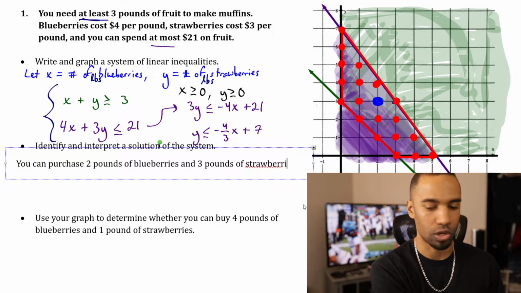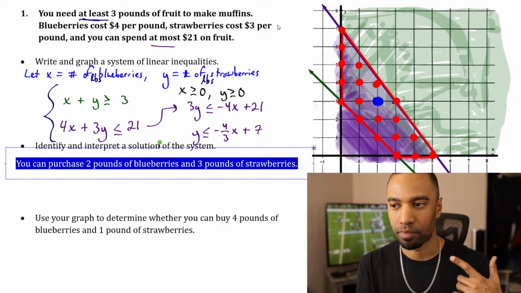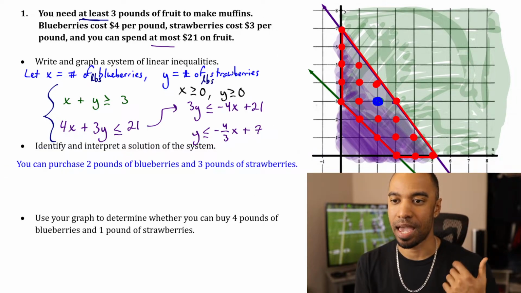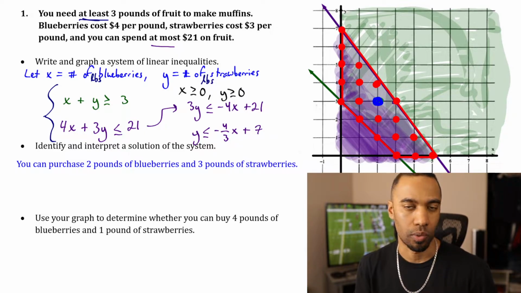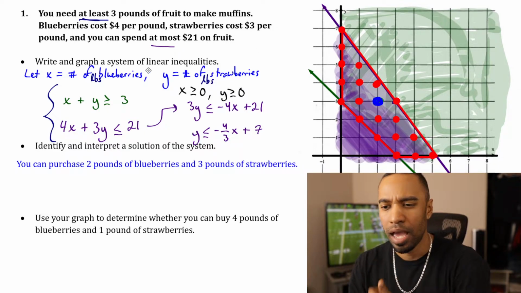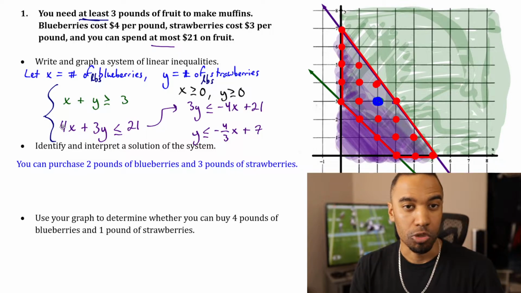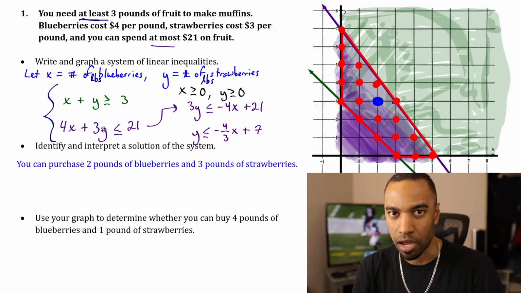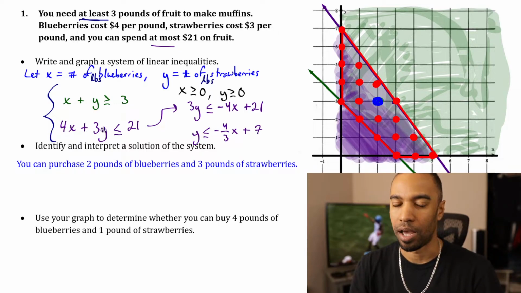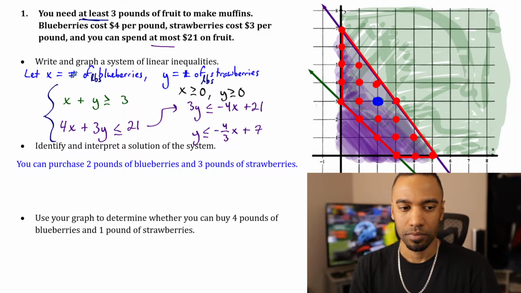Now, I'm also implying within this that you can buy these things and you will have at least 3 pounds and you will not spend more than $21. How much money would you spend, by the way? And how many pounds is that? 2 plus 3 is 5 pounds, obviously more than 3. $4 per pound times 2 pounds is $8. $3 per pound times 3 pounds is $9. 8 plus 9 is 17, which is less than $21. So that does work.